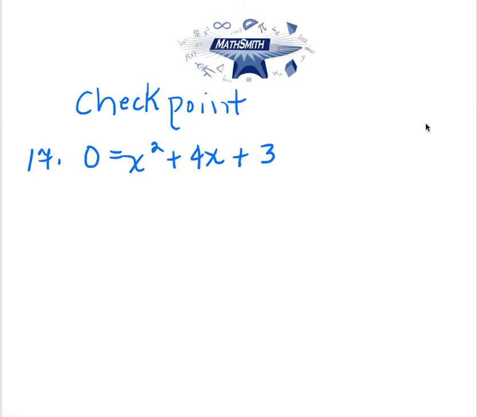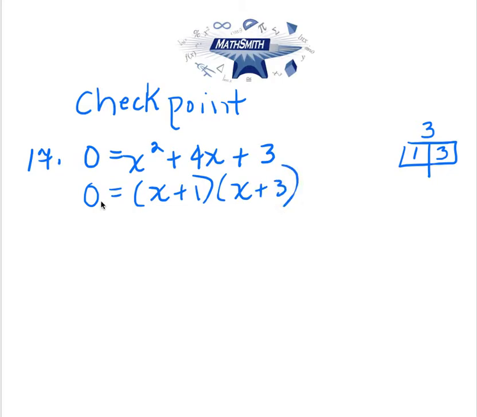All right, so here I'm looking for factors of 3 that combine into positive 4. Yep, it's 1 and 3. So 0 equals x plus 1 times x plus 3. I'm going to set each of these factors to 0 and solve. And that means x is going to equal -1 and x is going to equal -3.